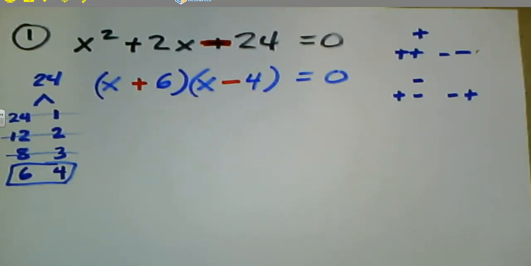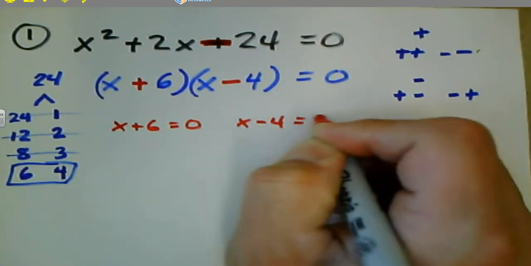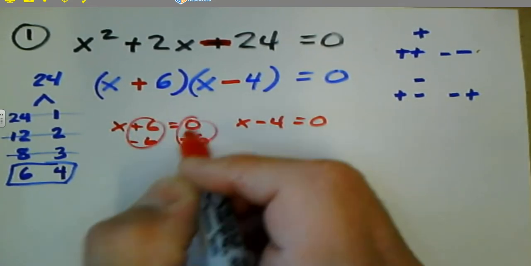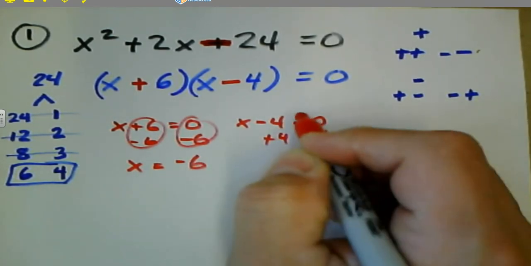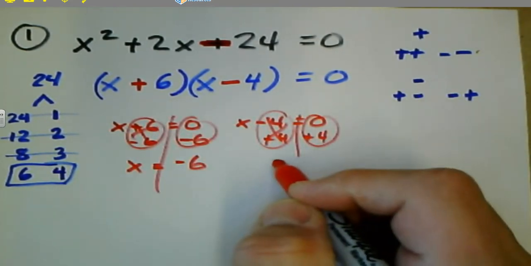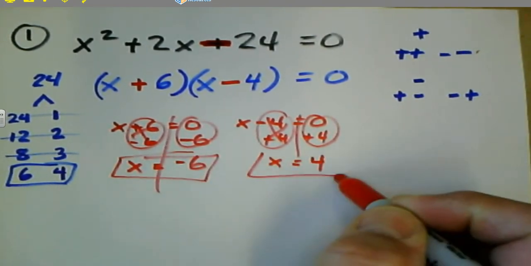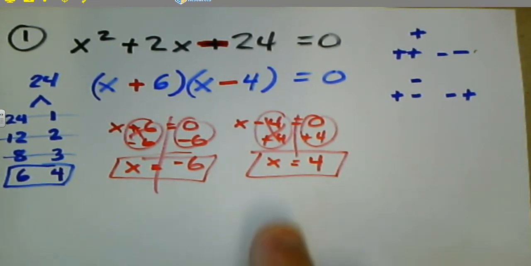Now you must set each one of these to 0. So x plus 6 equals 0 and x minus 4 equals 0, because each one of these equals 0. Subtract 6 from both sides. This should be pretty easy. This is stuff that you learned from the very beginning of the course. Our opposite operations, of course, are gone. We're left with the x, and 0 plus 4 is 4. So our zeros, our x-intercepts are -6 and 4. That's where that parabola crosses the x-axis.